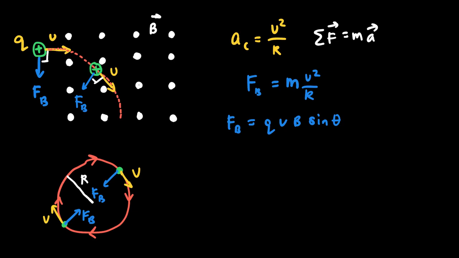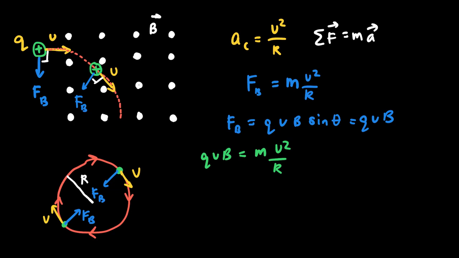The velocity and the magnetic field are always perpendicular, they're 90 degrees apart, and so the magnetic force is given by just qvB, because the sine of 90 degrees is equal to 1. Now I'll equate that expression for the magnetic force, qvB, with the equation up above, which is m v squared over r.